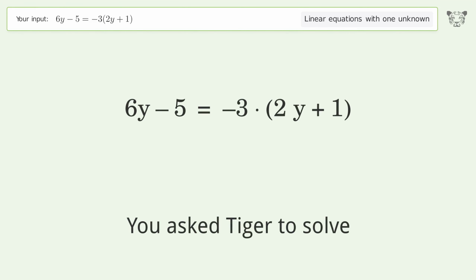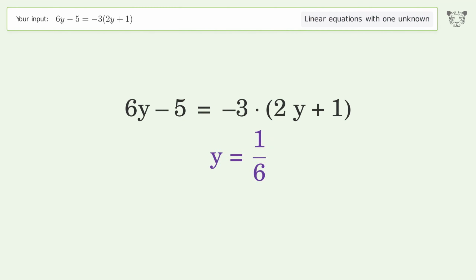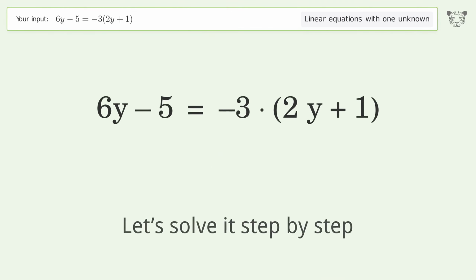You ask Tiger to solve. This deals with linear equations with one unknown. The final result is y equals 1 over 6. Let's solve it step by step.